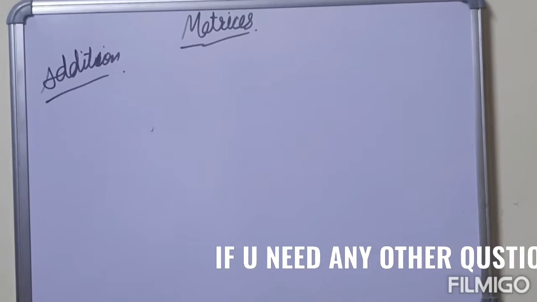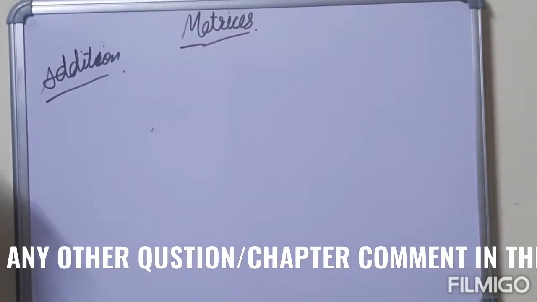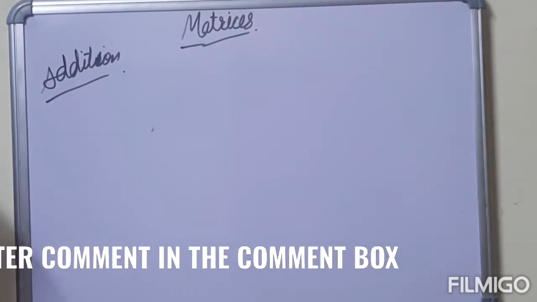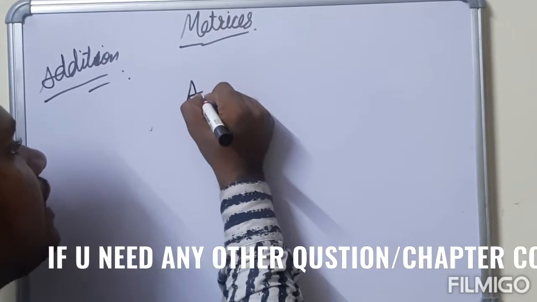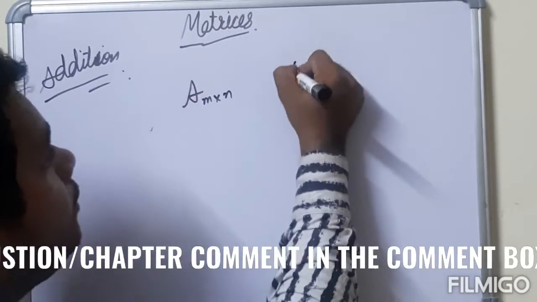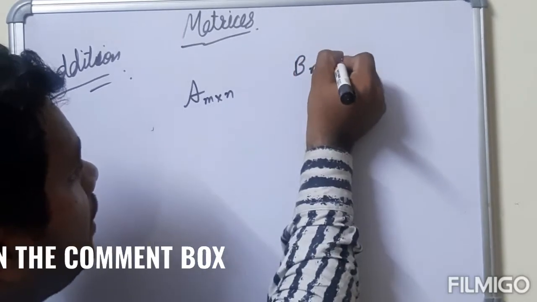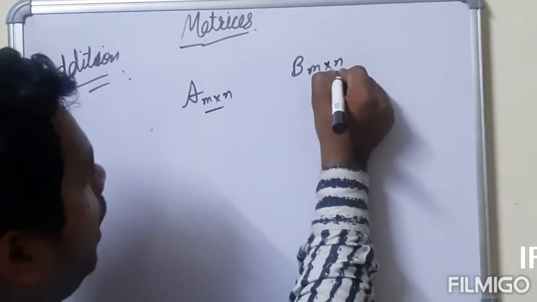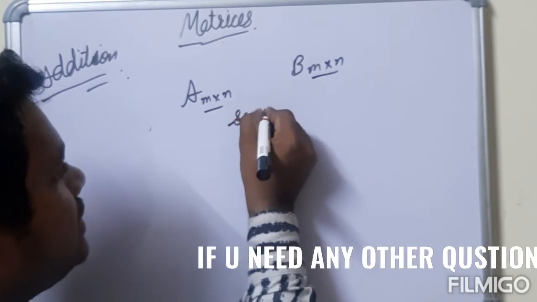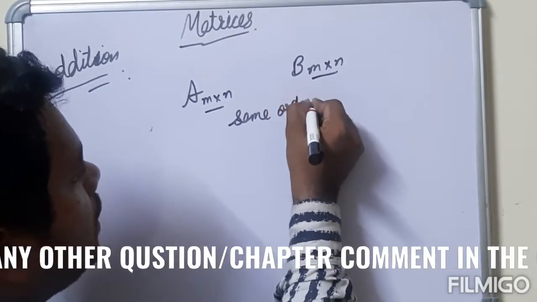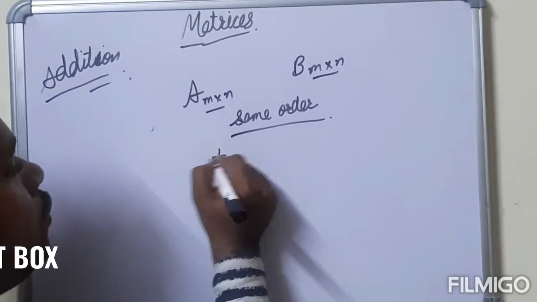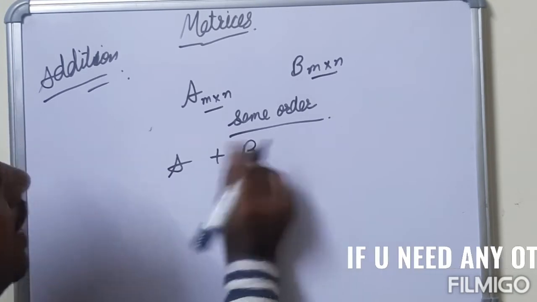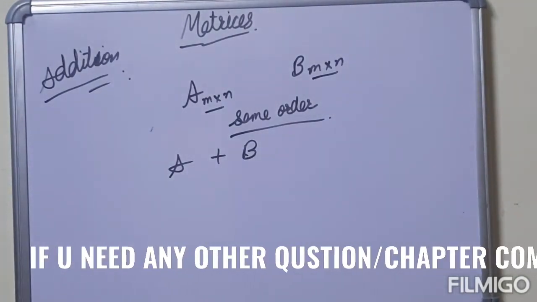Very simple question. Now we are moving on to the next topic of matrices, addition of matrices. As we have two matrices A of order m into n and B of order m by n, if both the matrices are of the same order, then only we can apply the addition. Then only the two matrices can be added. Otherwise, the two matrices cannot be added.